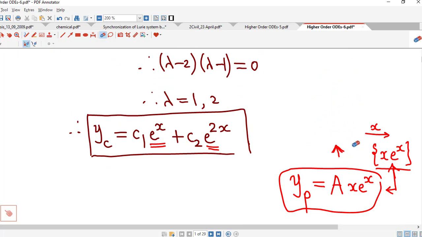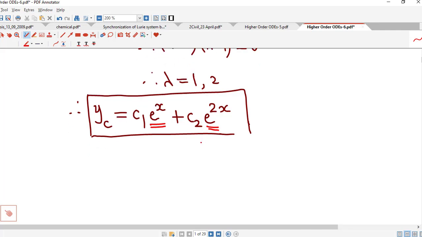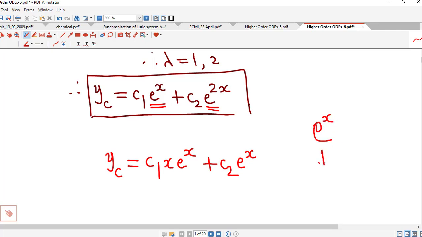Whenever you assume your particular solution, before assuming it, you must check whether any member of the family of derivatives of the right hand side is present in the complementary function or not. If it is present in the complementary function, then you have to modify your family by multiplying with powers of x. Suppose my complementary function was c1 x into e raised to x plus c2 into e raised to x. Then here the right hand side is e raised to x.